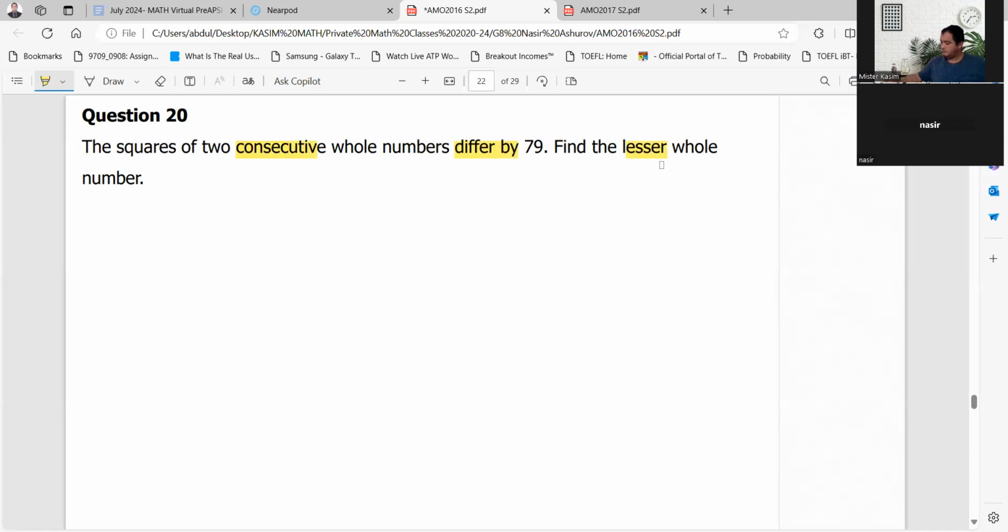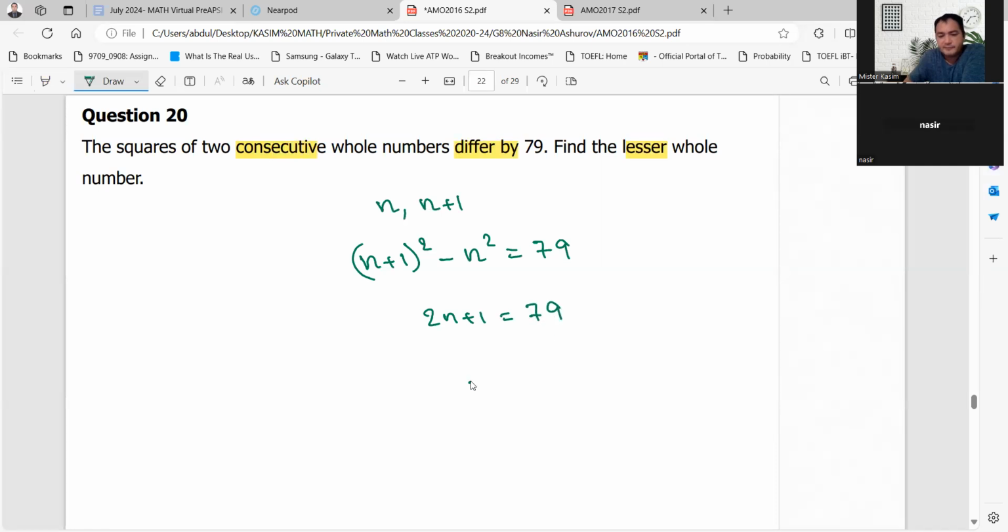Is the answer 39? Yeah, that's right, correct. If you're talking about two consecutive numbers, if the first number is n, the second number should be n plus 1, right? It says that the difference of the squares is 79. Now just using a squared minus b squared equals a minus b times a plus b, we will get 2n plus 1 is equal to 79. Now solving this equation, we get n equal to 39, which is the lesser of these two numbers.